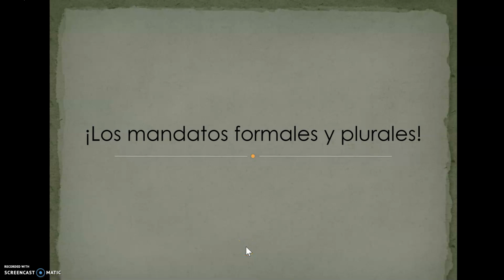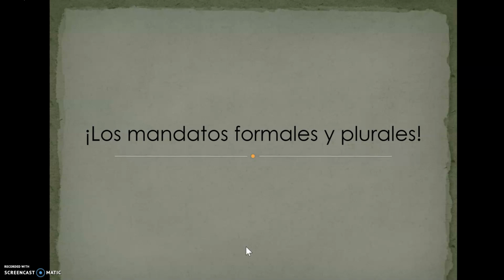Hola, hoy vamos a escribir apuntes o tomar apuntes sobre los mandatos formales y plurales. So formal and plural commands. In other words, commands in which we are telling someone who is supposedly an authority figure or older than us, depending on the situation, someone to whom we're supposed to show respect. So usted commands, and plural commands, ustedes commands. So telling a group of people what to do.